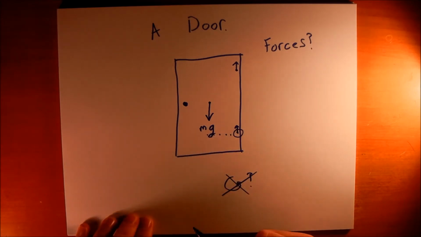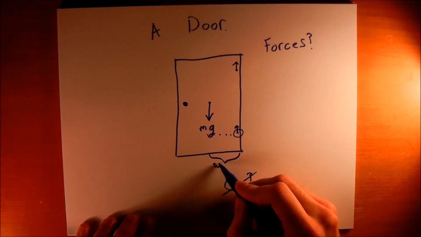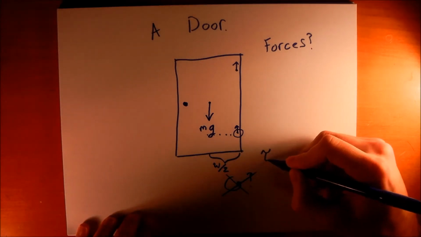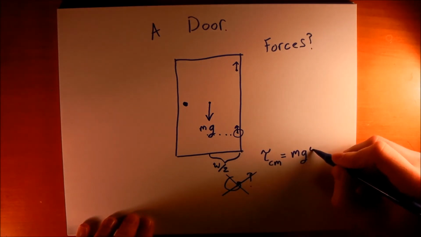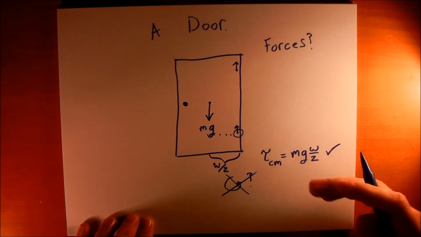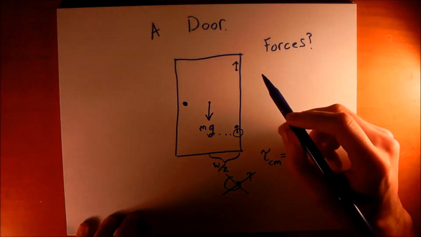The lever arm is simply half the width of the door, and the force is simply the mass of the door times gravity. Now let's pause to look at the direction of torque. We use the right-hand rule to find this out. You curl your fingers in the direction that the torque would be going, so like that. My thumb is pointing upwards, so this is a positive torque.